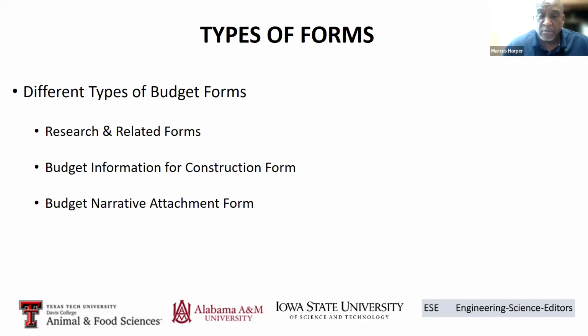The different types of budget forms are usually going to be one of three. Either it's going to be a research and related form, the budget information for construction form, and of course the budget narrative attachment form. Next.